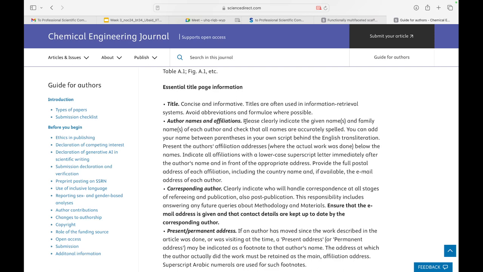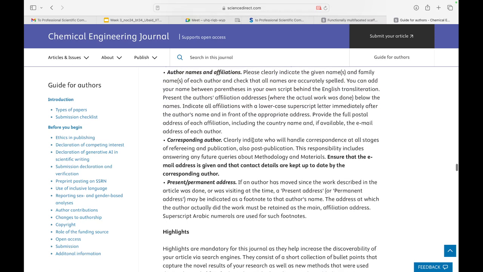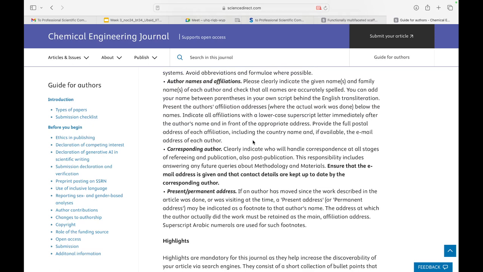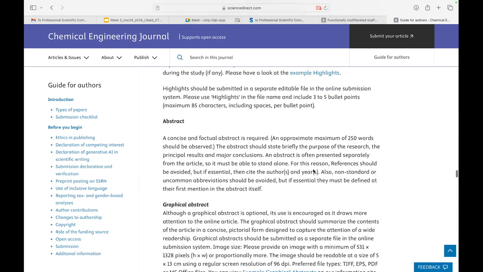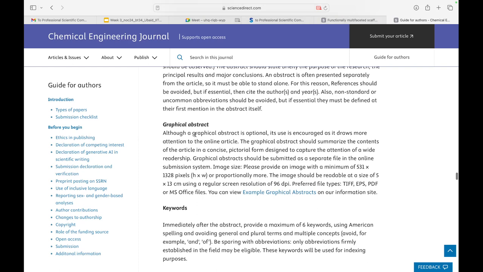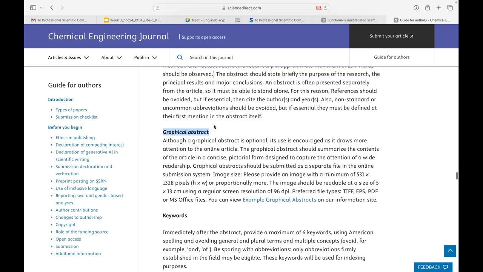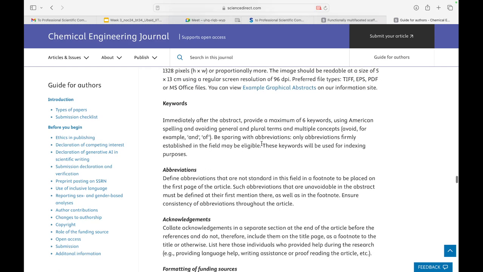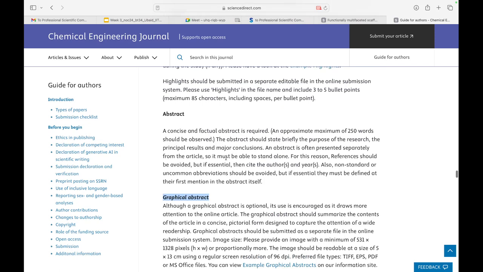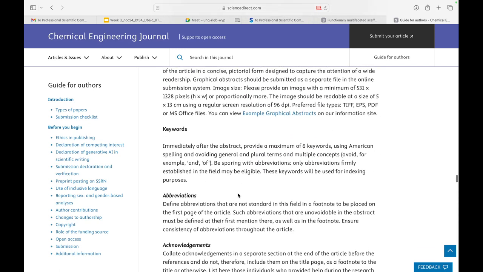Mostly these things are different from paper to paper or journal to journal. Corresponding author, you have to give the mail of every author or only the corresponding author, their present addresses or affiliations, highlights, abstract, everything is written, how the abstract should be. In this there should be a graphical abstract. A graphical abstract is just the whole overview or some schematic representation of your paper. So you make some graphs or some pathways which give the overall idea of what is in your paper. Then keywords. Today we will talk about keywords, title and methodology.